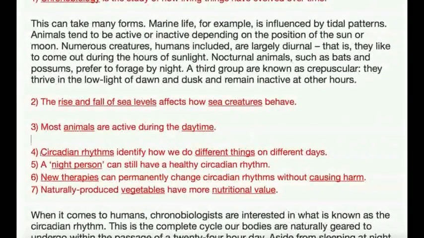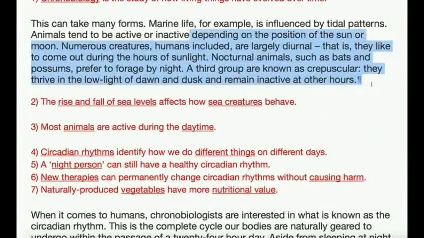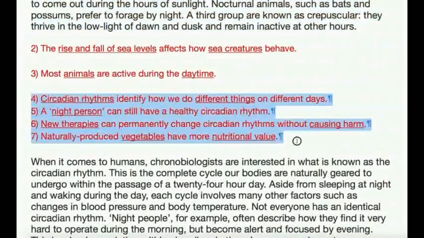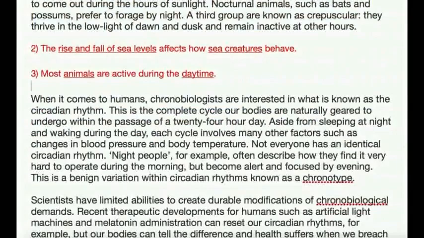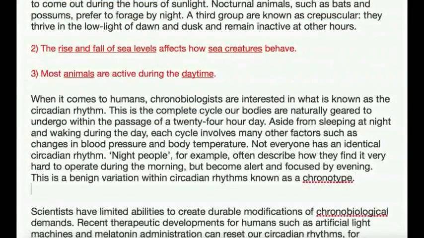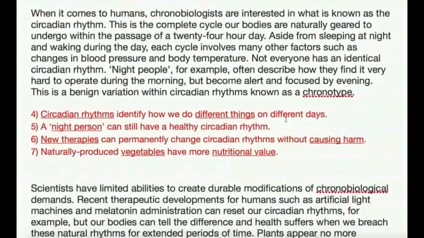The next one, we're looking for circadian rhythms. There doesn't seem to be anything in this paragraph about circadian rhythms, so it looks like we're going down to the next body paragraph. So circadian rhythms. When it comes to humans, chronobiologists are interested in what is known as the circadian rhythm. So that looks like that's where this is. And it says it identifies how we do different things, and it's explaining here what it is. Complete cycle of our bodies. So that looks like that's where that information is.